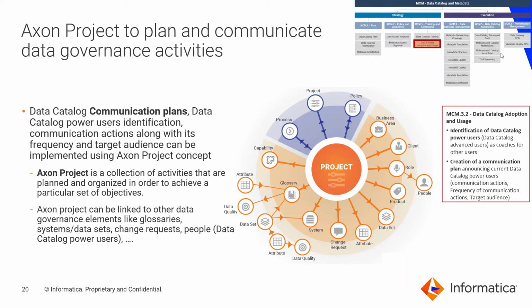Specification 3.2, data catalog adoption and usage. Axon has an object type called project. This project can be used to hold the data catalog communication plans and also the power users responsible for that, or the champions. This can be achieved through the linkage between the project and roles, people, and also can be attached to the data landscape that the enterprise has.